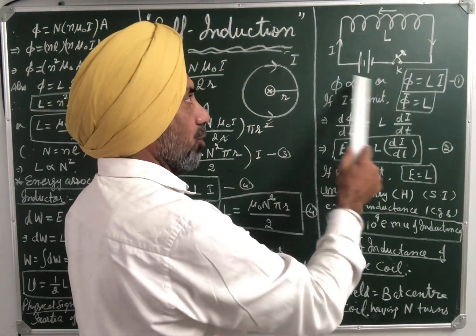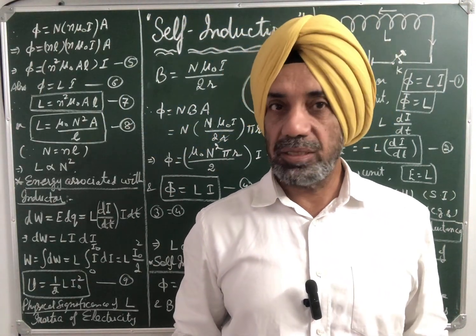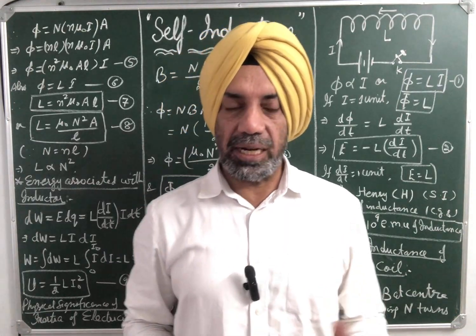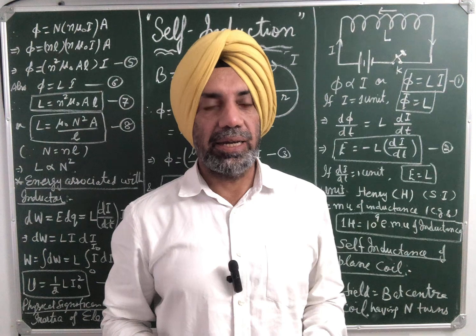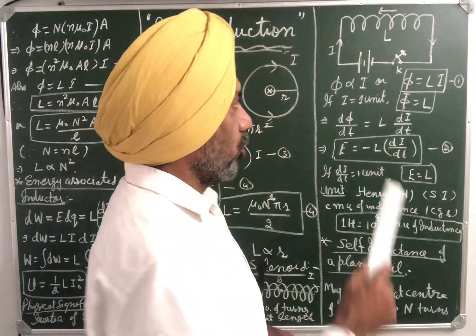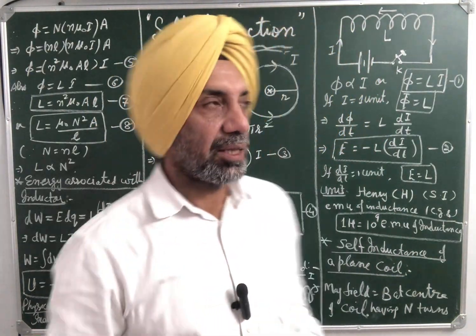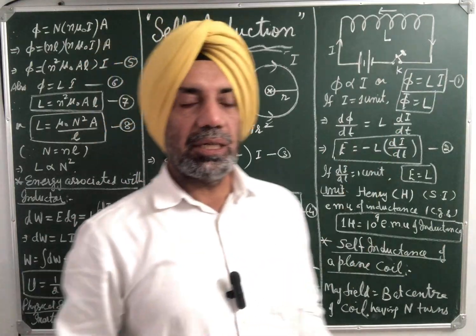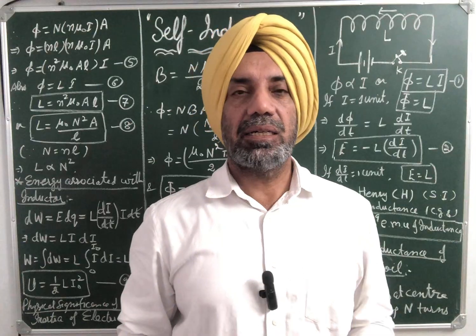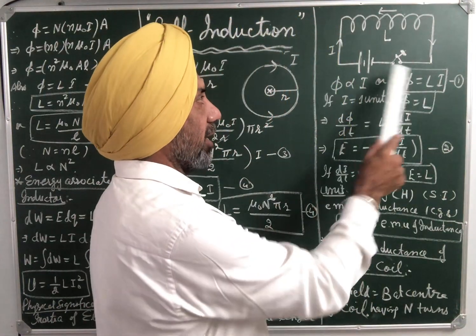then self-induced EMF is produced, which opposes the cause in accordance with Lenz's law. When current grows in the circuit, it opposes the growth. When current decays in the circuit, it opposes the decay of current. So this phenomenon of production of induced EMF when current varies in the coil is known as self-induction.